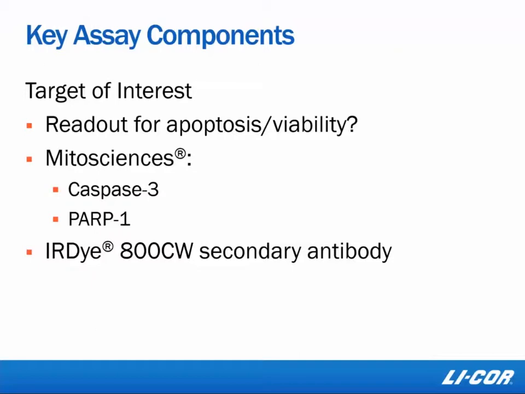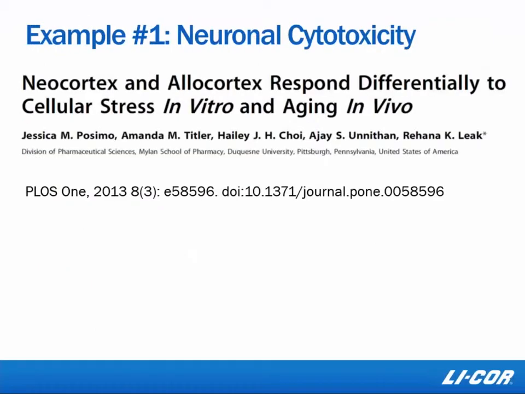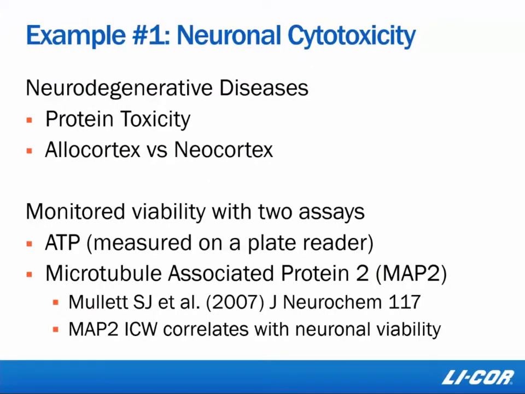So let's go through a couple of examples in research, and the first example will be some data published from Possimo et al. from 2013 in PLOS One. Now, this research group focused on developing a neuronal viability assay to study neurodegenerative diseases. Specifically, they wanted to see how protein toxicity affected cortex cells, and they wanted to look at allocortex and neocortex cells. So they utilized two side-by-side assays to accomplish this.